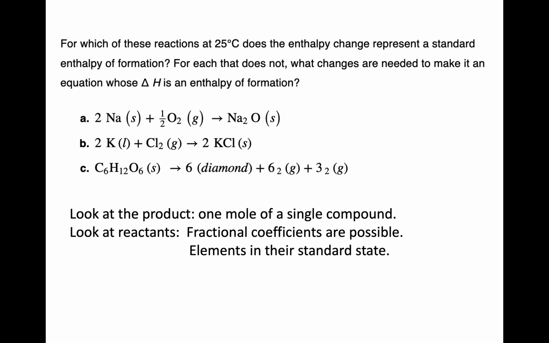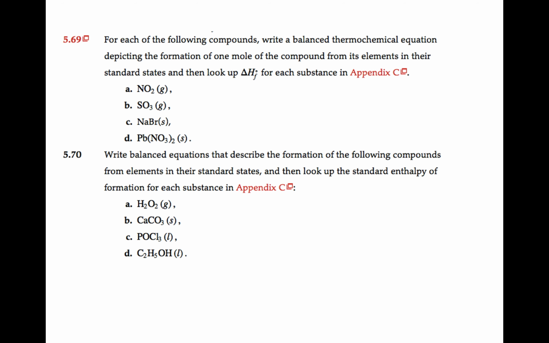What I'm doing in this case, I'm going to look at the products. For a standard enthalpy of formation, I'm expecting a single product with a coefficient of 1 corresponding to 1 mole. I'm going to look at the reactants. Fractional coefficients are okay. And I'm going to have the elements in their standard state. How would I summarize this topic so I remember it? I would write 2 or 3 examples that illustrate the concept. Here's sample problems if you want to give it a try. For any one of these, you should be able to write the appropriate standard enthalpy of formation reaction.